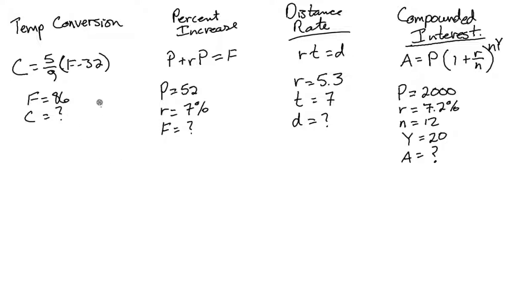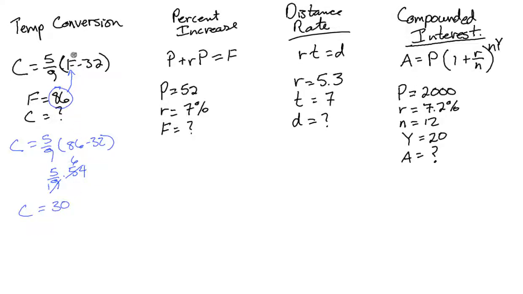Oh good, I hope you had a chance. Here we know what the F is, and so we stick the 86 right up in there. Somebody's already done all the thinking for us, so now we know that C is 5/9 times 86 minus 32. Order of operations, we take care of this first. 86 minus 32 is 54, so we get 5/9 of 54. 54 and 9 will cancel, leaving a 6 and a 1, so we get that C is 30.